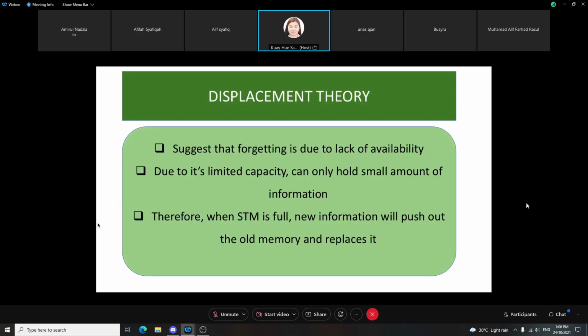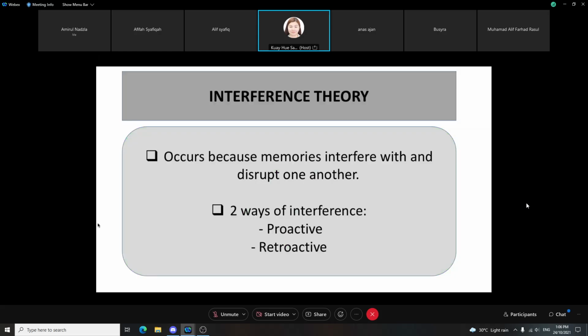Displacement theory suggests that forgetting is due to lack of availability. Okay, it's because our brain has a limited capacity for short-term memory, so you can only hold a small amount of information at a time. So when new information is coming in, the older information has to go out, to be replaced by the new. We replace the old ones. Interference theory occurs because memories interfere with and disrupt one another.